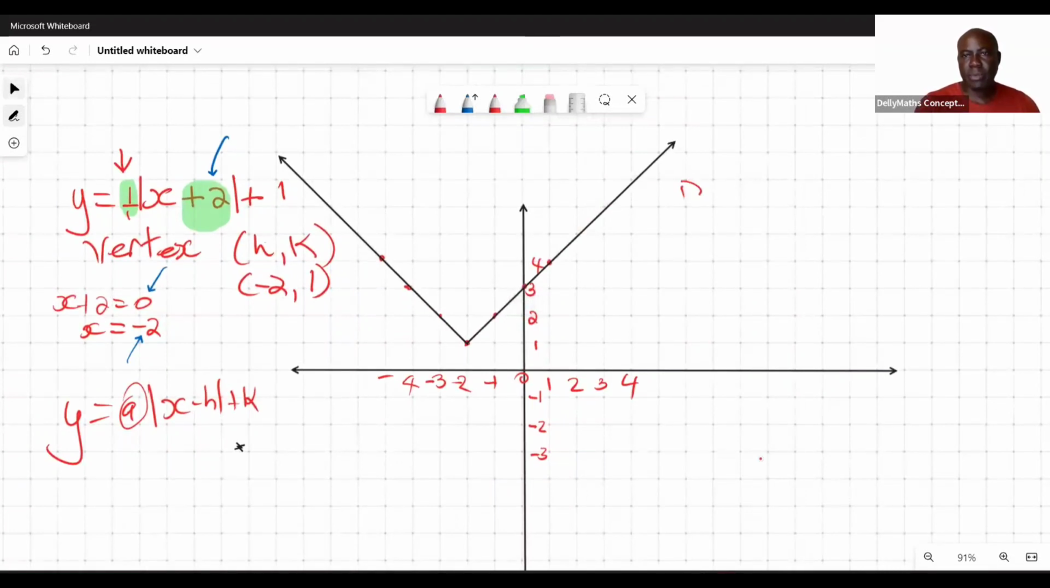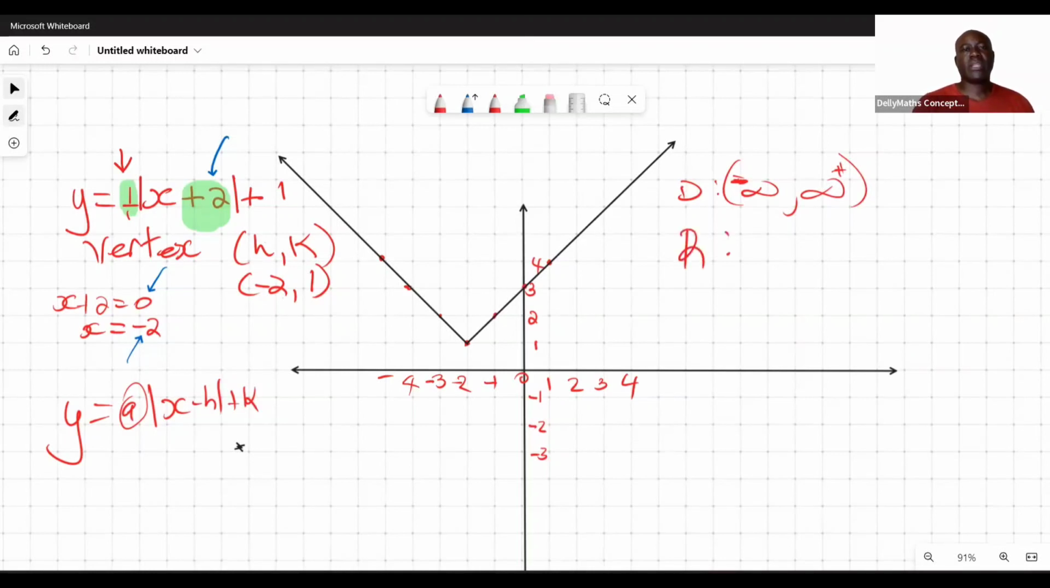The domain would be the set of x values. I could see that all the x values could work. So it's going to be from negative infinity to positive infinity. Right? So those are the x values that can work, from negative infinity to positive infinity.